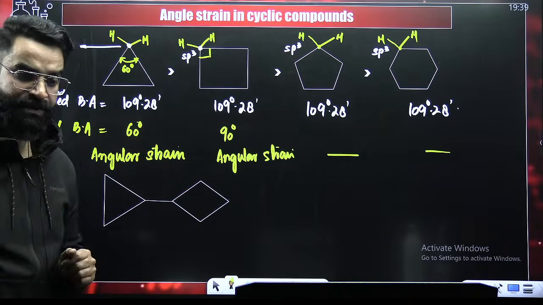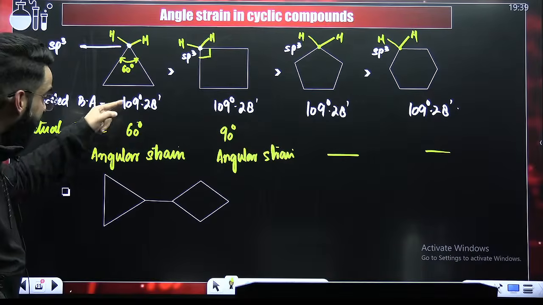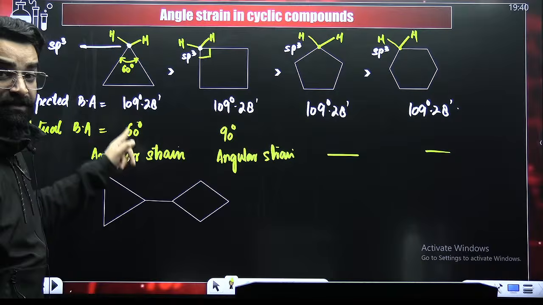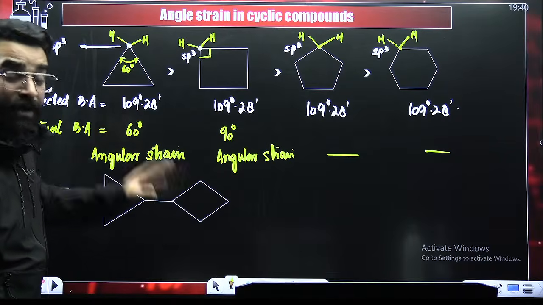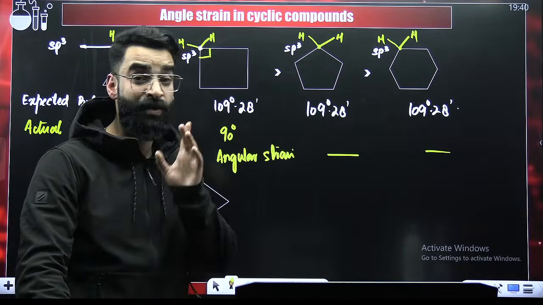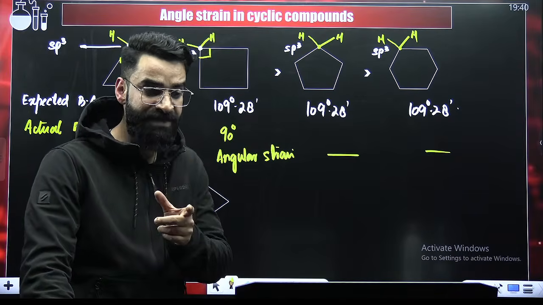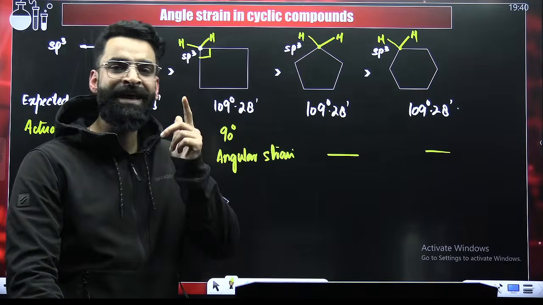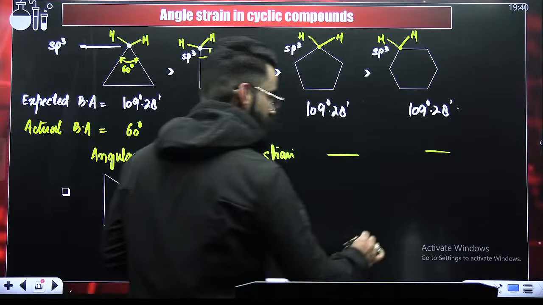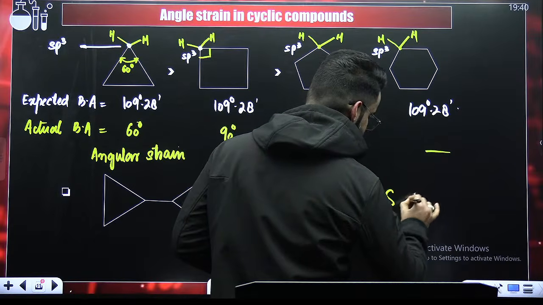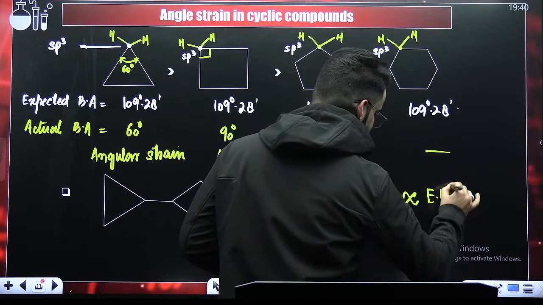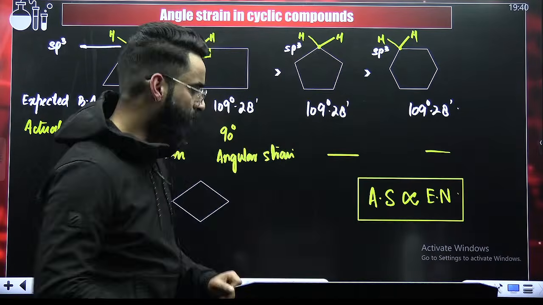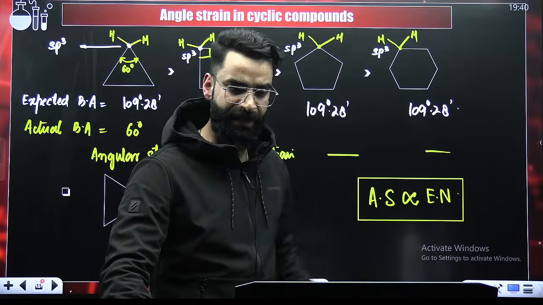And remember, my dear students, more the difference between expected and actual bond angle, more is going to be the angular strain. And more the angular strain means more the electronegativity. This is the point which I would want every one of you to remember. More the angular strain means more electronegativity, right?